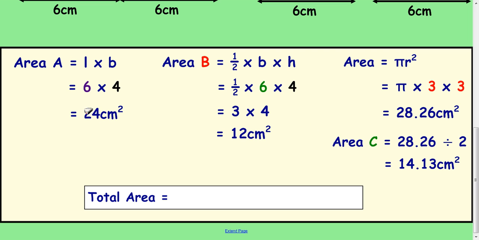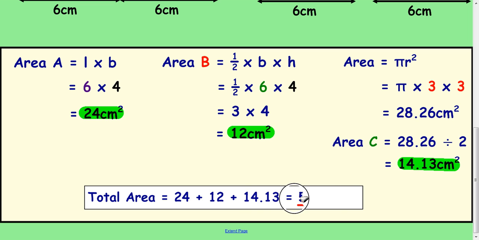We just need to add them together. So the 24 here, I'll just highlight the things we're going to add. We're going to add this 24, the 12 and this answer down the bottom here. So 24 plus 12 plus 14.13 comes to 50.13.